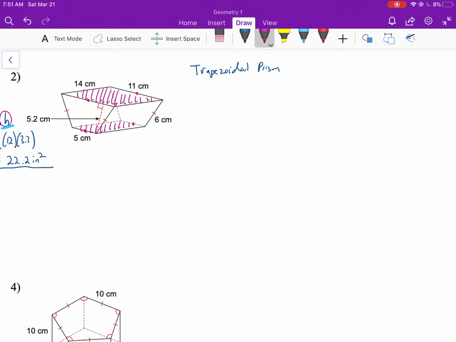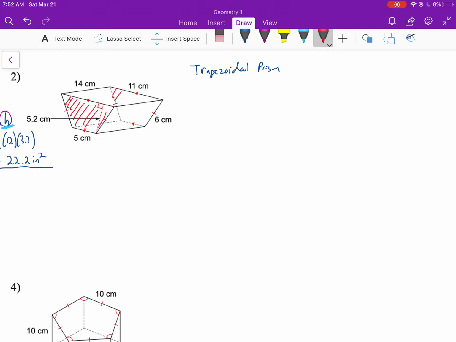So what you might want to think of is if you lay this thing on end on the trapezoid, you would see that maybe a little better that that's the base. So our base here is actually the trapezoid.